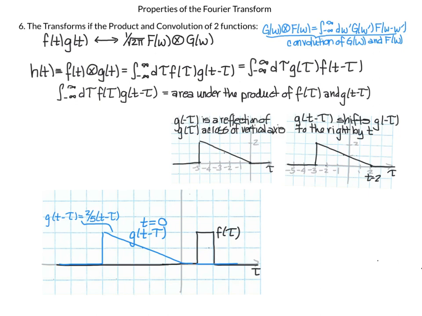And you can also see when there's no overlap that the product of g of t minus tau and f of t will equal 0, because whenever g of t is non-zero, that's in this region, f of t, the black function, is equal to 0. And over here, when f of t is non-zero, g of t minus tau has gone to 0. So their product is 0 when there's no overlap.